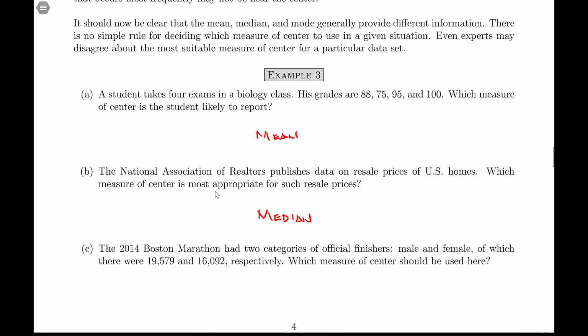In Part C, the 2014 Boston Marathon had 2 categories of official finishers. They had male and female, of which there were 19,579 and 16,092 respectively. Which measure of center should be used here? Well, in this case, we're talking about the categories being male and female. So we're looking at their gender. We looked at this earlier. Mean and median are both quantitative values only. So in this one, we're going to have to look at the mode. Which one was repeated most often? Was it male or female? And that way we'll be able to analyze that particular center for the set of data.